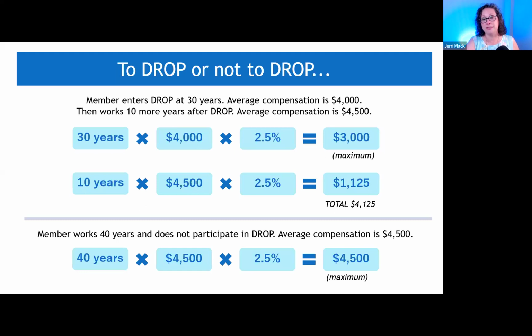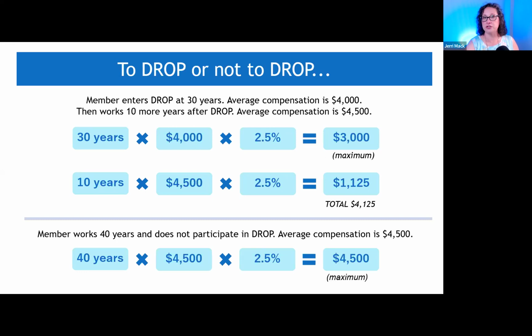So what this means is they're going to have this 10 years calculated added to the 3,000. So now we're at $4,125 per month for the retirement benefit. Plus, we have access to our DROP account. Okay. Now, let's say this member did not enter DROP.